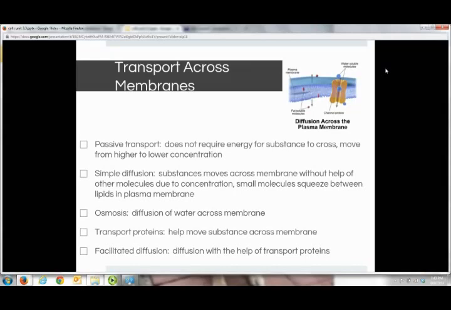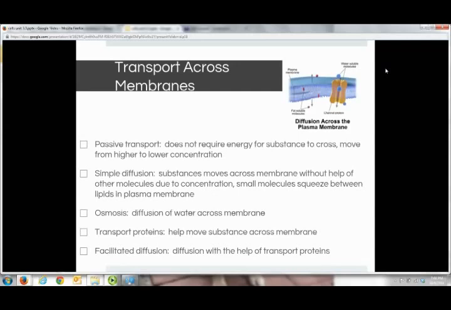Passive transport is going to be a way of moving things across the membrane that does not require any energy for the substance to cross. Because it does not require energy, the substance is going to move from an area of higher concentration to an area of lower concentration. With simple diffusion, the substances move across the membrane without the help of other molecules, and it is solely due to concentration. The smaller molecules will actually squeeze between the lipids in the plasma membrane.